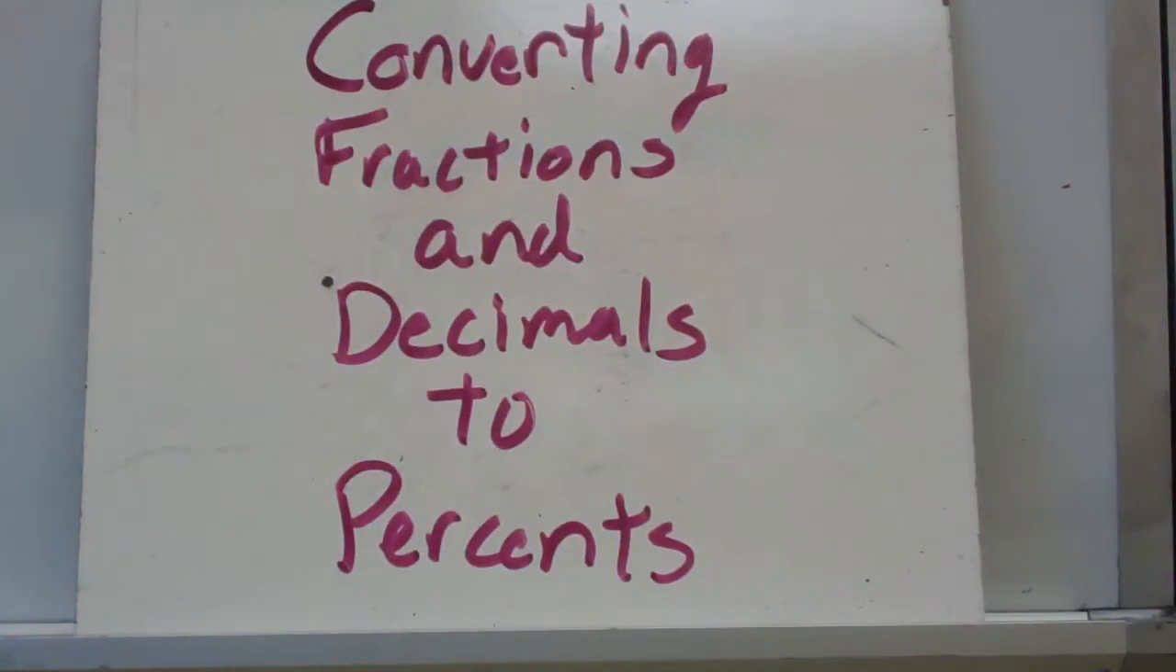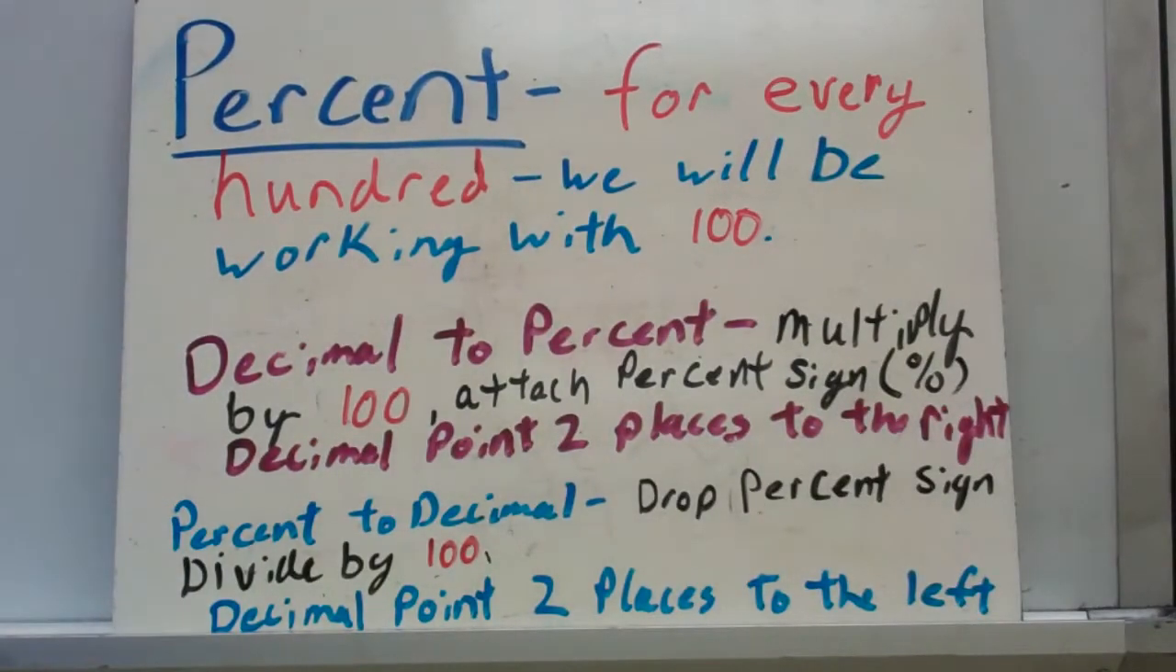Hey guys, today we're going to talk about converting fractions and decimals to percents. So it's important to note that a percent can be defined as "for every 100." So we're going to be working with the number 100. To convert a decimal to a percent, you're going to multiply that number by 100 and then attach a percent sign to the end of it.